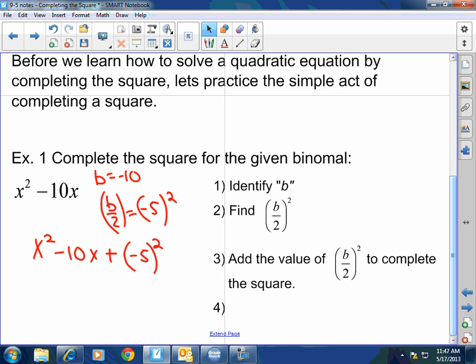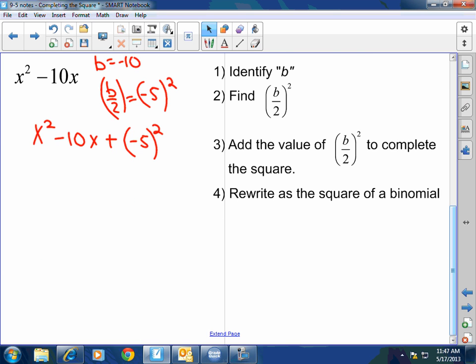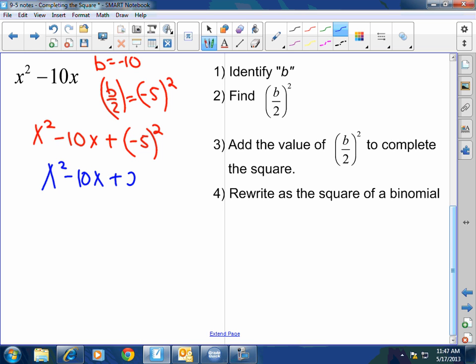Okay. Step 4. Factor. Rewrite it as the square of a binomial. This is where my trick is going to come into play. Let me show you the long way, and then I'll show you my trick. And you're going to see how my trick is way better. The long way, the technical way, what we're really doing is this. X squared minus 10x plus 25. And then I have to factor this. What times what is 25, but when added together is negative 10?